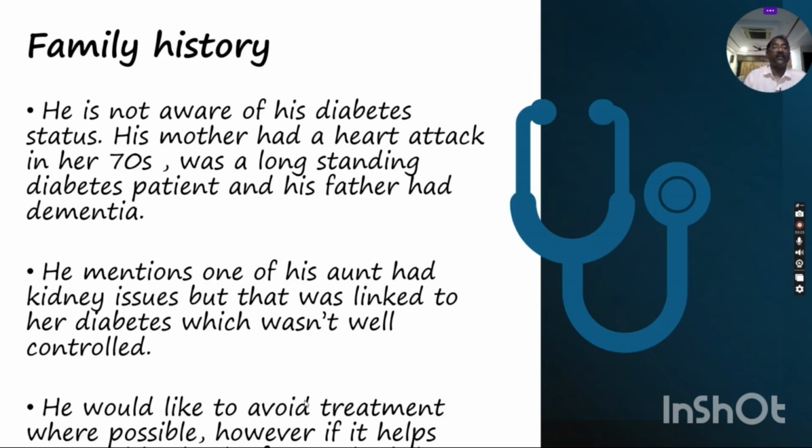And coming to the family history, he is not aware of his diabetes status. So he is not a known diabetic at this juncture. But his mother had a heart attack in her 70s and was a long-standing diabetic patient. So mother had diabetes and ischemic heart disease. And he mentions one of his aunts also had kidney issues that were linked to her diabetes, which was not well controlled. See, the aunt had diabetes and also renal failure, and he would like to avoid treatment where possible. So he doesn't want any management.